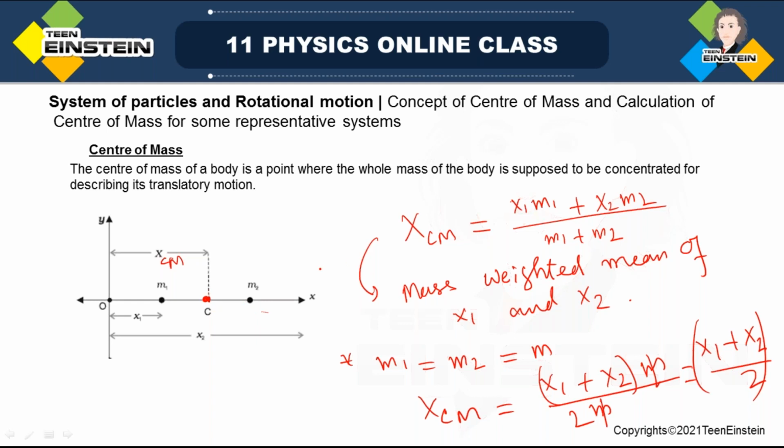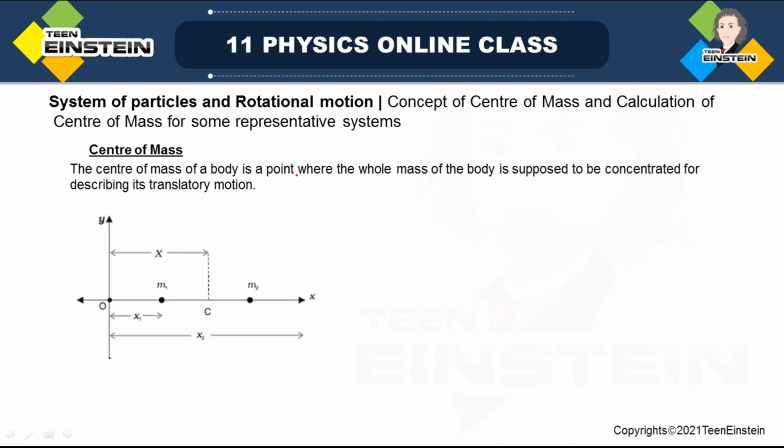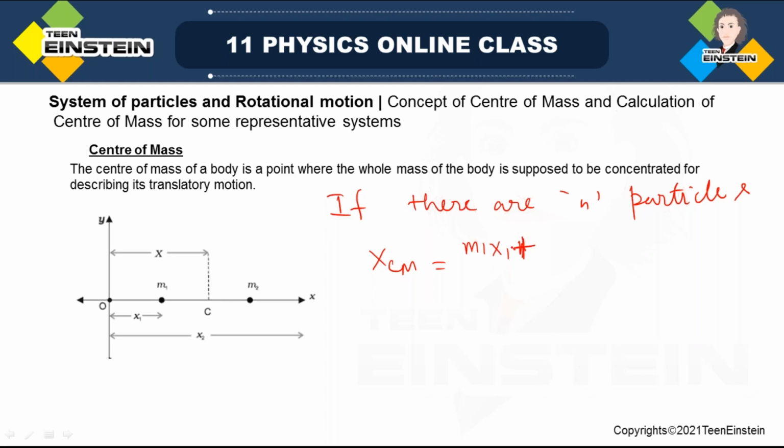Now look, I have two particles over here. If there are n such particles, how do we write the center of mass coordinate? Xcm is equal to, you need to know the position of all n particles and the mass of all such particles. Then in the numerator, you have to write m1 x1.